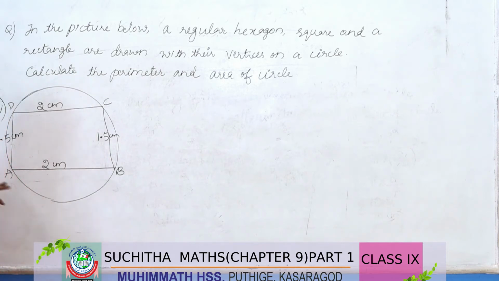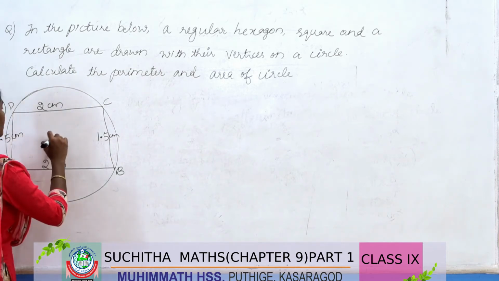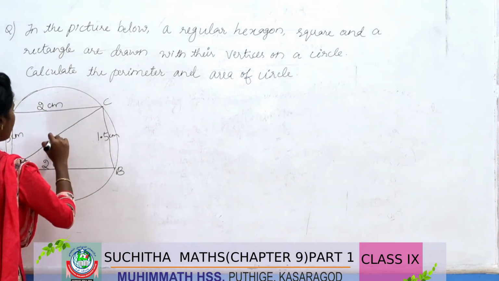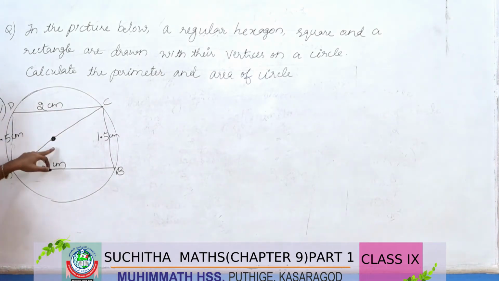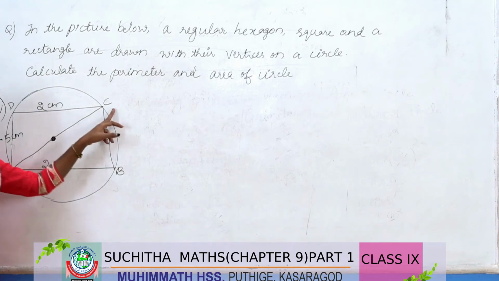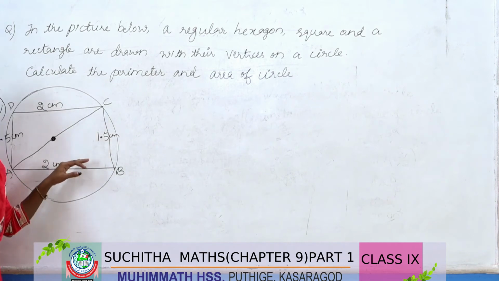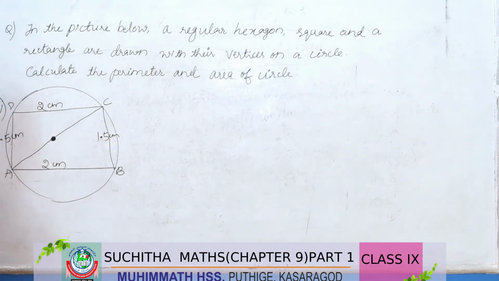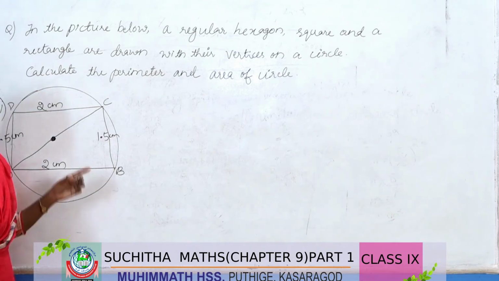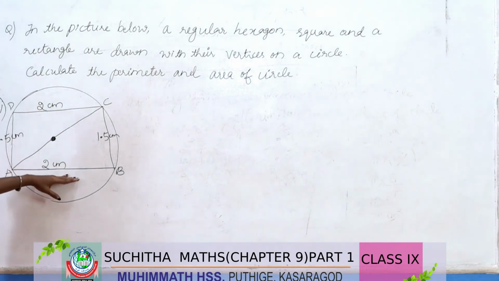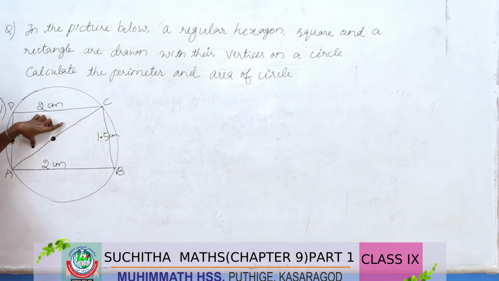Okay, so first calculate the radius of the circle. Join AC. AC passes through the midpoint or center of the circle. Therefore AC is the diameter. So consider triangle ABC. ABC is a right angled triangle. So AC is hypotenuse, AB is base and BC is altitude. So by using Pythagoras theorem, first calculate the length of AC.